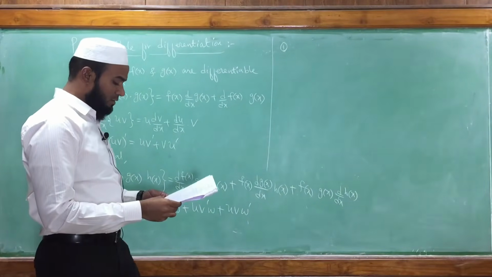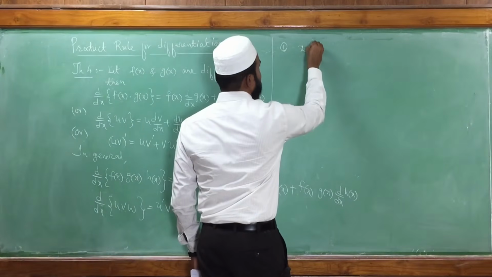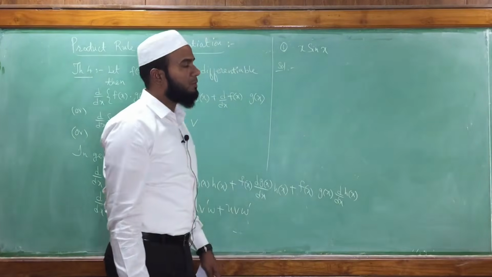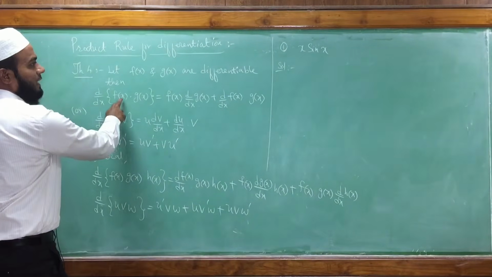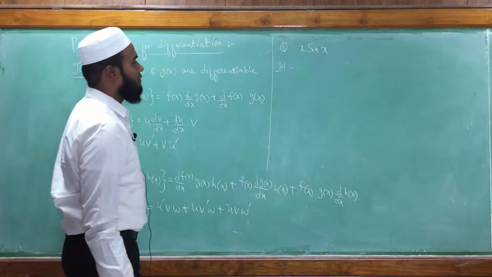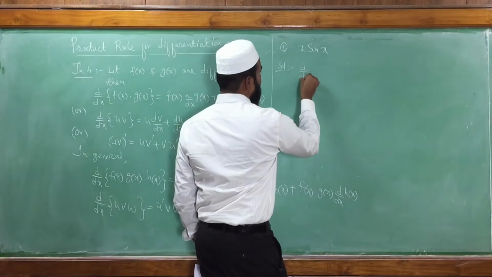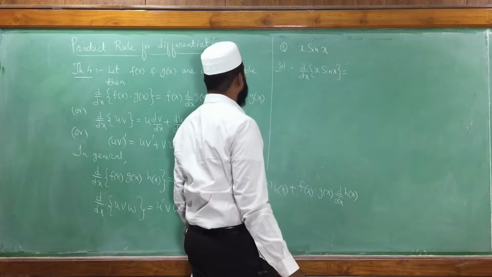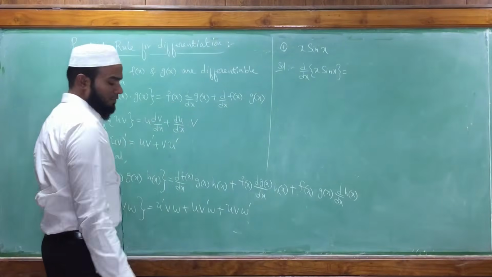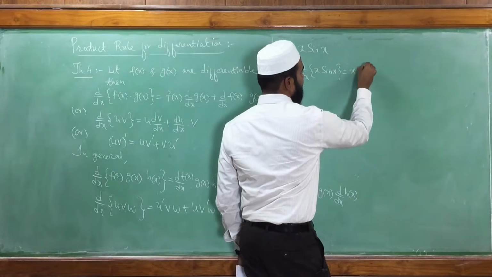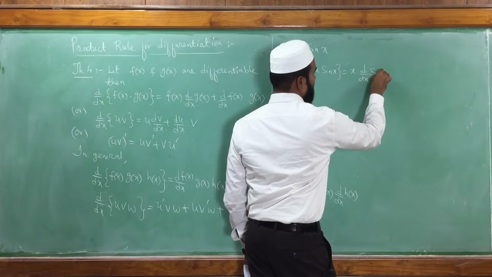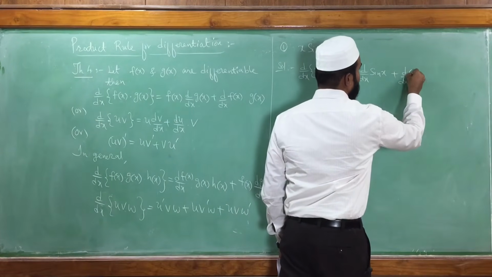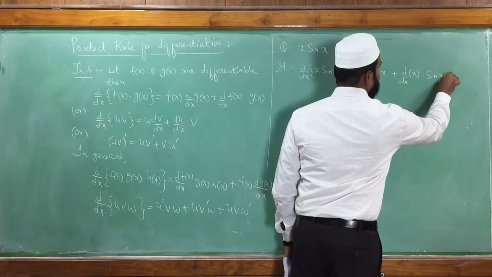Find the derivative of x sin x, right? Solution. We have to find the derivative of this. You observe that x is the first function, that is f of x, and sin x is the second function, that is g of x. So d by dx of x into sin x is equal to, we have to use this rule. First function as it is, x as it is, then d by dx of sin x, right? Plus d by dx of x into sin x, right?